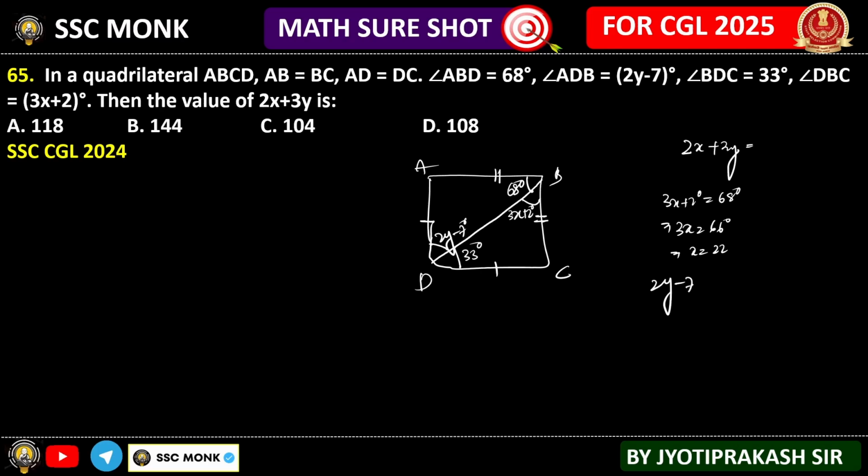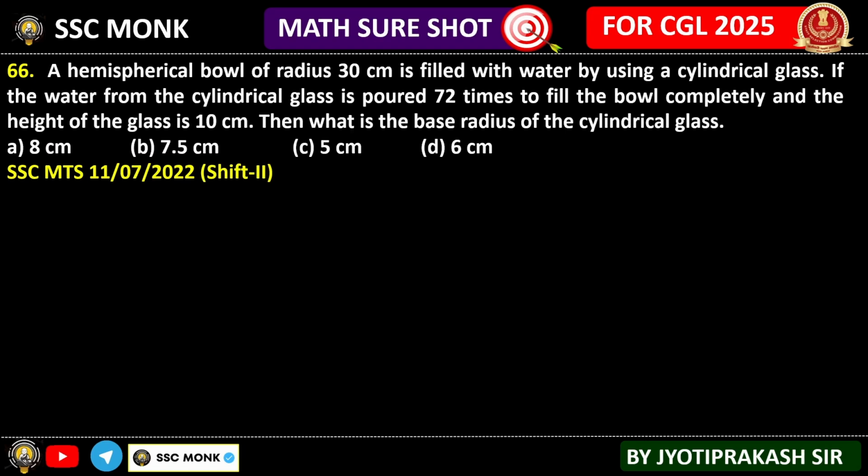Same way, 2y minus 7 degrees is equal to 33 degrees. That can be written as 2y is equal to 40 degrees, or y value is equal to 20 degrees. So 2x, that means 2 into 22, 44, plus 3 into 20, 60, is equal to 104 degrees. Clear? Answer option C.